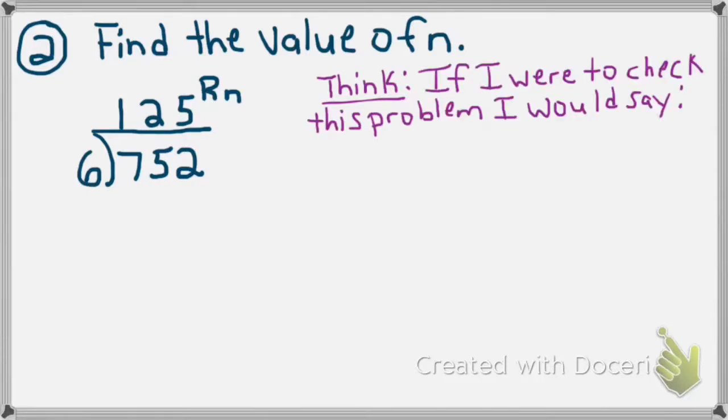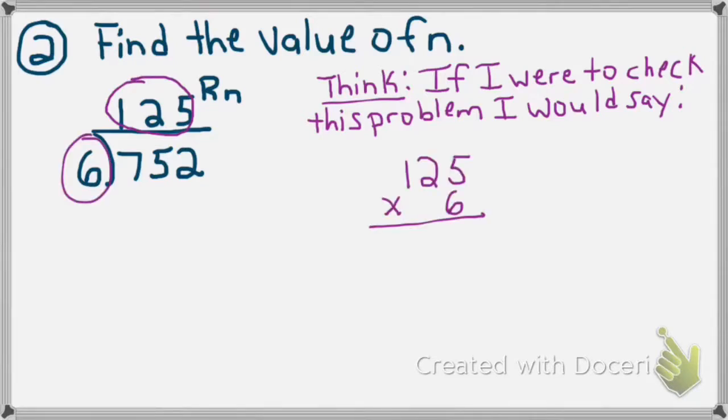If I were to check this problem, I would say 125 times 6. So let's do that. 125 times 6. 6 times 5 is 30. Put down the 0, carry the 3. 6 times 2 is 12, plus 3 is 15. Put down the 5, carry the 1. 6 times 1 is 6, plus 1 is 7.